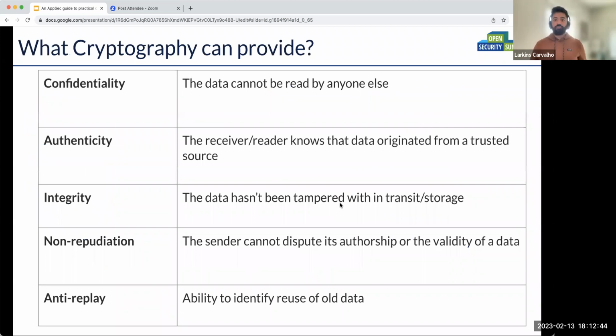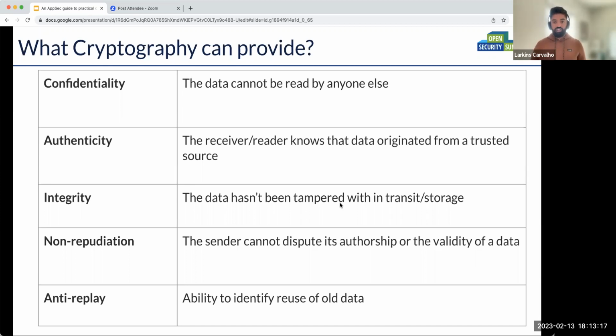So what can cryptography provide us? Cryptography provides us with confidentiality. If I'm sending data to you, only you should be able to view that data. Authenticity. If I am sending data to you, you should be able to tell the data came from me. What does integrity mean? If I'm sending the data, when you're viewing it, you should be able to tell this data was not tampered with.